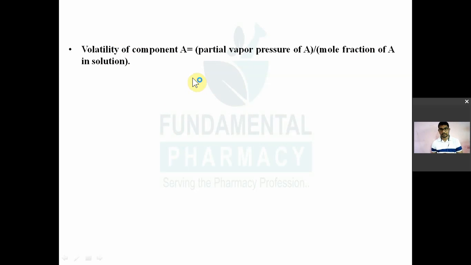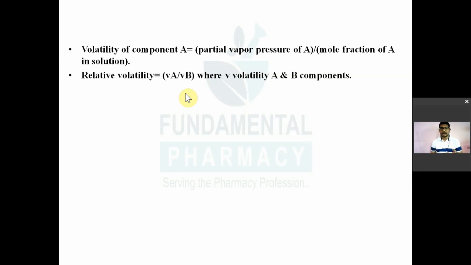Now relative volatility. Relative volatility means the volatility of component A in relation to component B. So relative volatility is given by the volatility of component A divided by the volatility of component B. The greater the difference in relative volatility, the more efficient the distillation will be. If this difference becomes small, distillation will not be as efficient, meaning you will not get a pure product. Where there is a larger difference in volatility, we can distill.